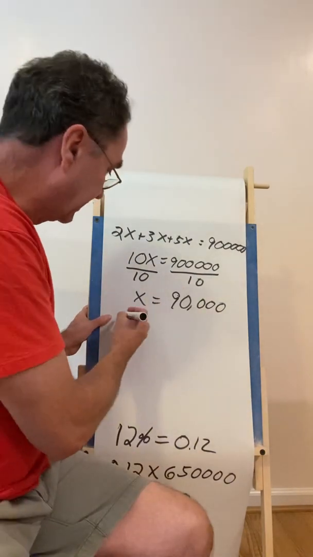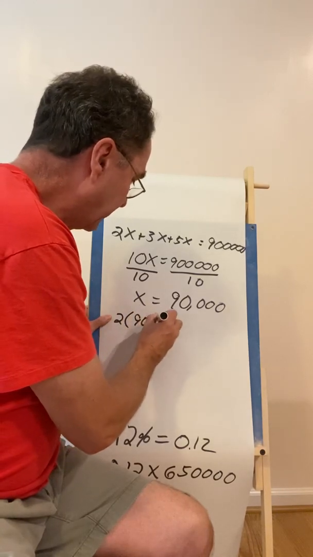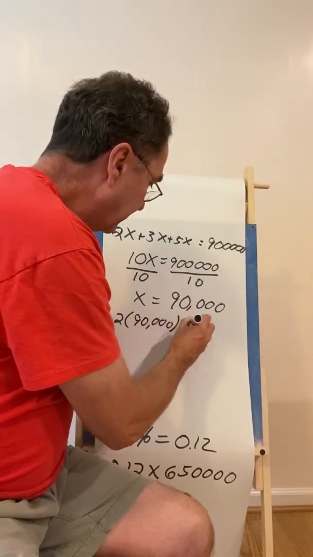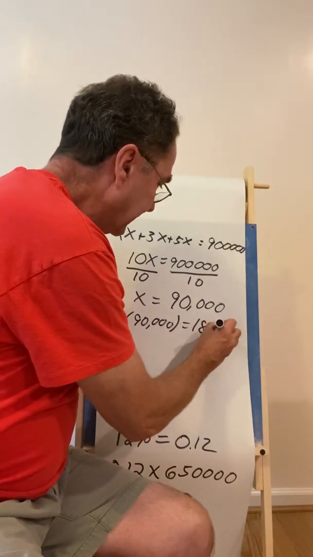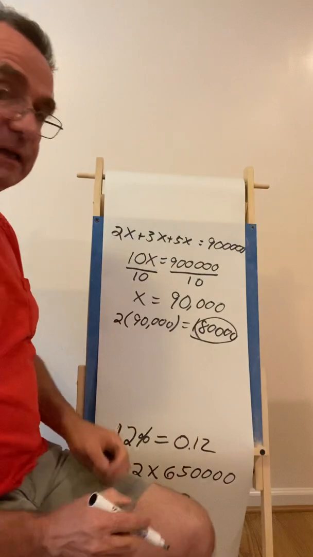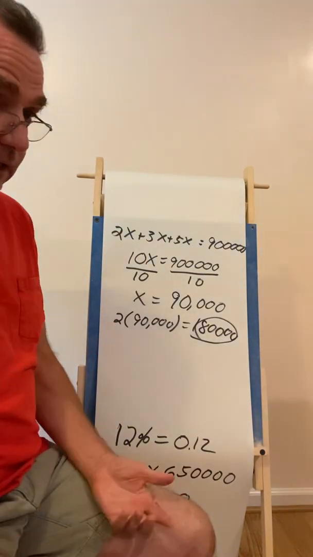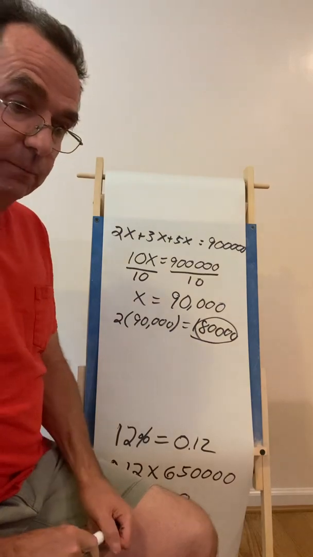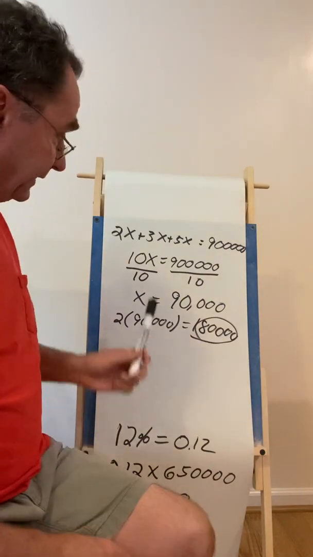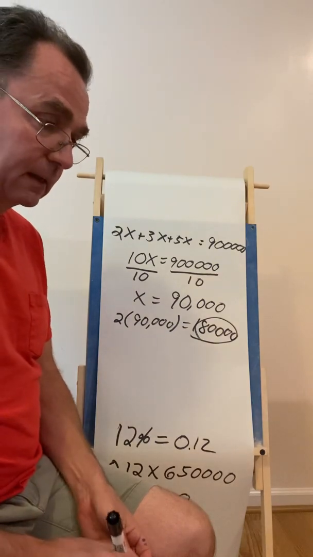So if each part is 90,000, you do 2 times the 90,000, and you get 180,000. So 180,000 is how much the partner who invested the least contributed. If you were asked how much the partner who invested the most would be, you take that 90,000, you multiply it by the 5, because that would be the most.